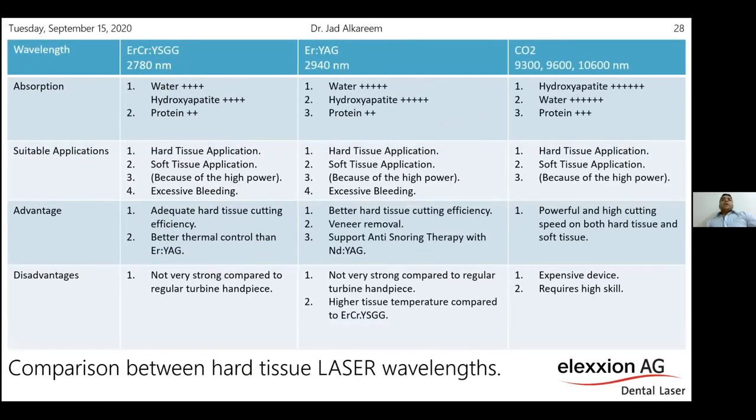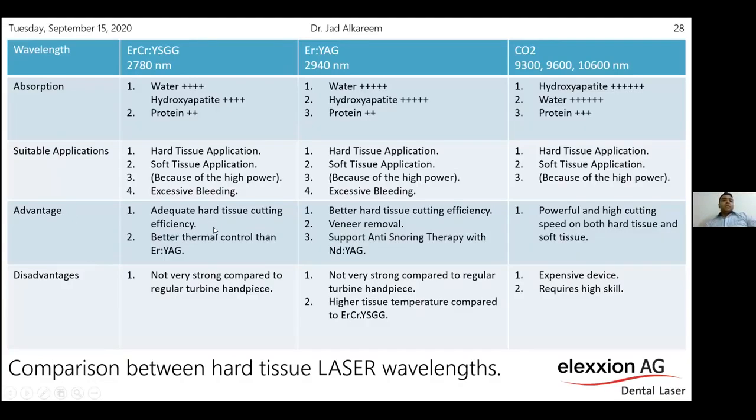Then in this slide, we will also have a comparison between the hard tissue lasers which are available in the market. So we have the erbium chromium YSGG. It has a higher absorption into the water, high absorption into hydroxyapatite, and I can say medium or low absorption into the protein. It is very suitable for hard tissue applications, and also it is suitable for soft tissue applications, but you will have bleeding because the absorption into the hemoglobin is very low. So you will cut the soft tissue, but you will have excessive bleeding.